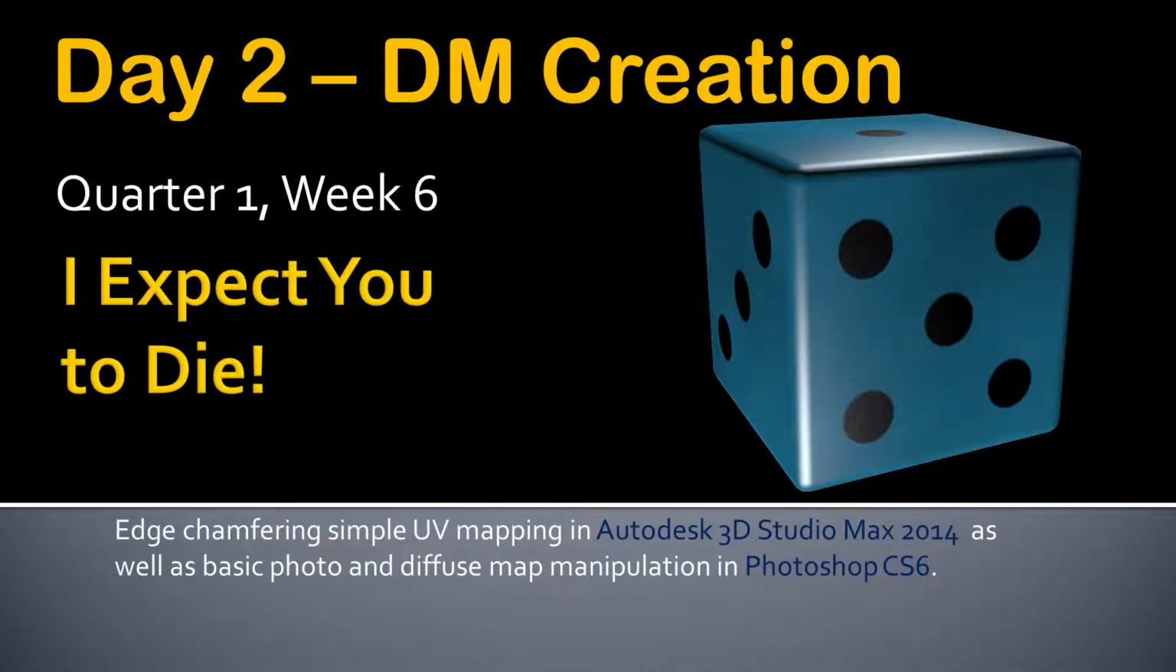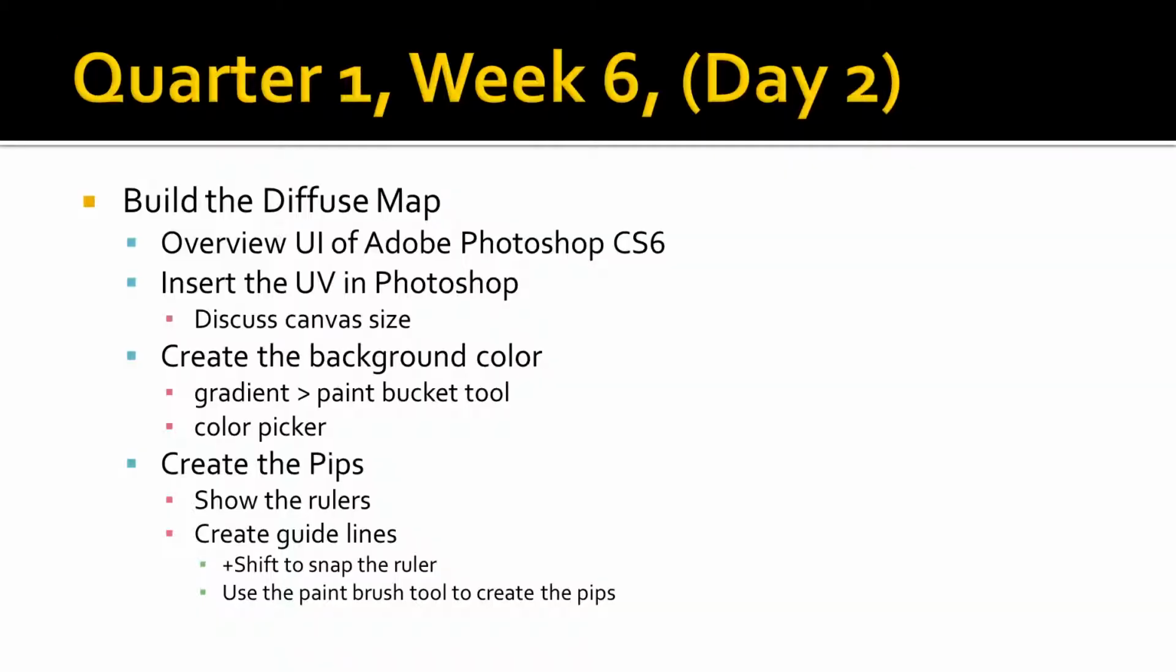Then yesterday, day 2, we went through the DM creation where we actually created the diffuse map. We did an overview of Photoshop. We inserted the UV into Photoshop and discussed how that sets up our canvas size at a nice 1024 by 1024 ratio. We created a background color with the paint bucket tool. Then we talked about the color picker.